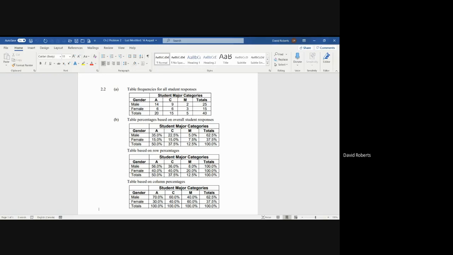You also have 50% of the students who are accounting students, 37.5% are computer students, and 12.5% are marketing.